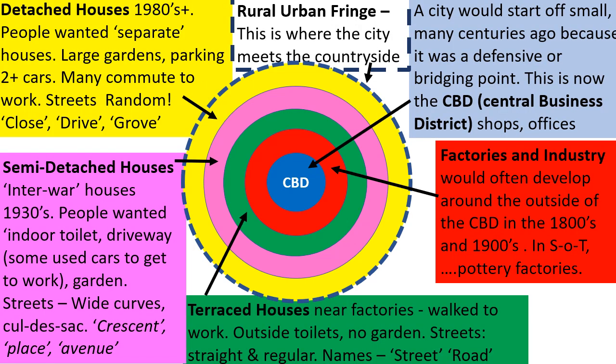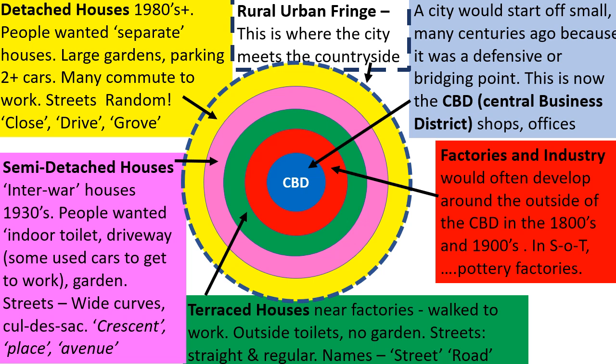So here we've got a summary of all of what we've learned before. And just to recap the red box, the factories are in the red zone. And of course, in the 1800s, 1900s, people wouldn't have cars to go to work. So the terraced houses in the green zone, they were built near to the factories. People would typically walk to work, walked near where they worked. And then outside of that, the semi-detached, later on, more space. And then outside of that, detached homes.